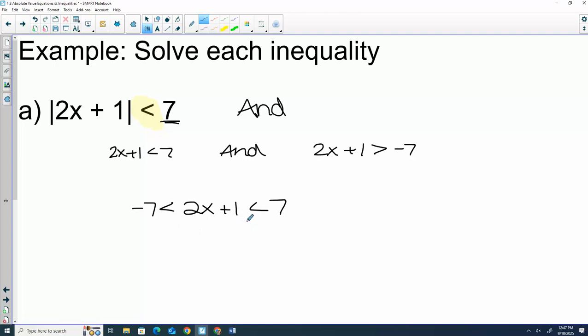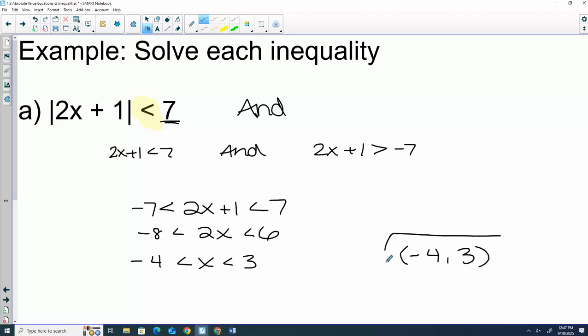So now we know how to solve those. We subtract 1 from everything. So -8 less than 2x less than 6. Divide everything by 2, so -4 less than x is less than 3. How do we need to write that? In interval. So it's saying it's everything between -4 and 3. Those ands, you should always get a single interval at the end, just in between the two numbers.